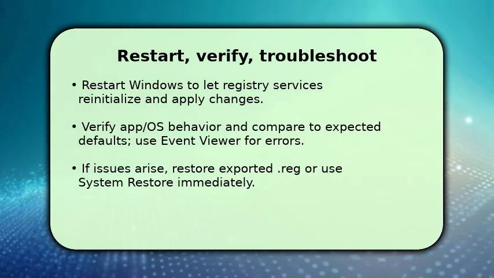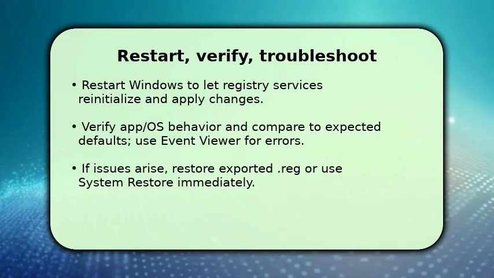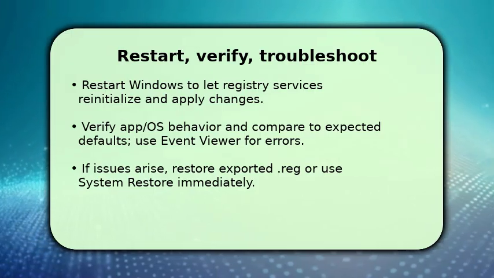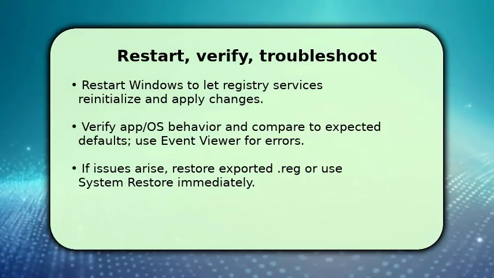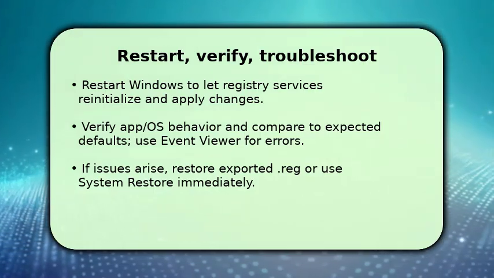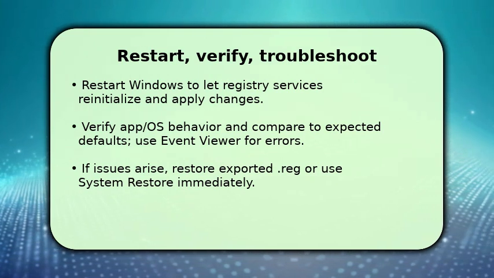One key troubleshooting tip: if a specific app breaks, restore only that app's keys instead of the whole registry to isolate impact. And always test on a non-critical machine first in future changes.